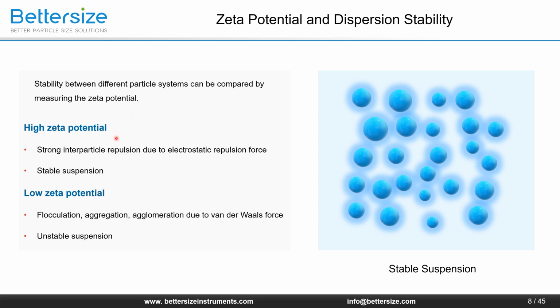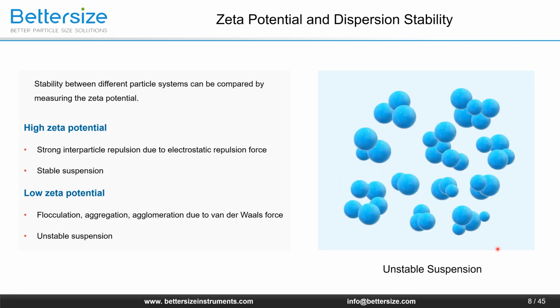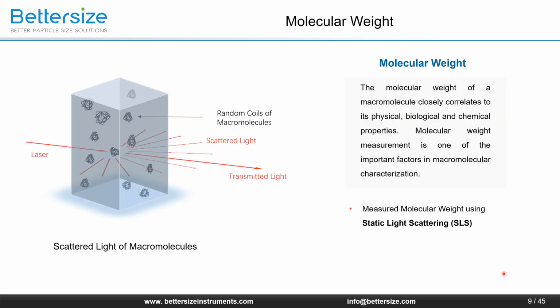Suspension system with higher zeta potential tends to be more stable and less likely to form aggregates, while lower zeta potential leads to flocculation, aggregation, and agglomeration of particles. Zeta potential is extensively applied in many industries, such as chemical engineering, pharmaceuticals, environmental protection, food science, and on and on.